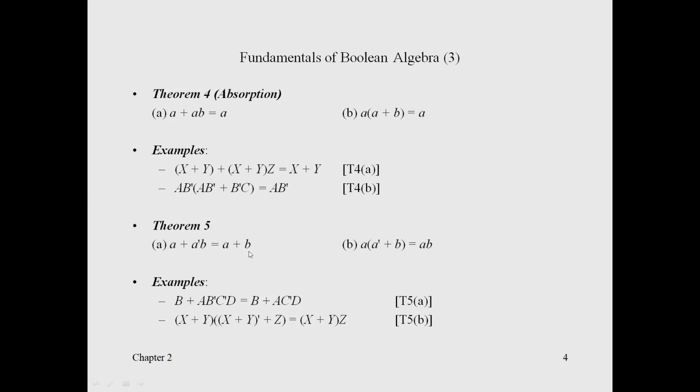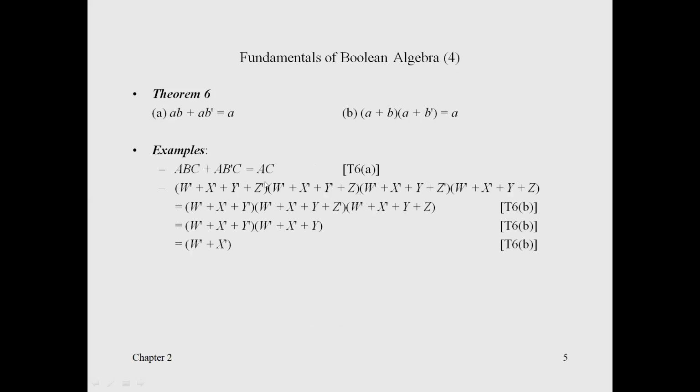A plus A bar B is equal to A plus B. Look at this example. If you simplify, it will come with the same thing. Now you see here, AB plus AB bar is equal to A. How? You take A common, B plus B bar is again 1, so it will result in A only.